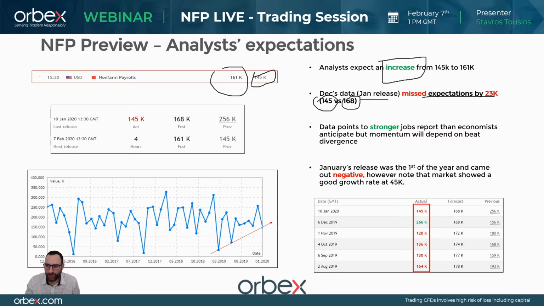Now, the data points to stronger jobs, okay? And it is very likely that we are going to get at least a figure above the previous figure, which is 145. And this is, of course, because of the latest US reports. For example, the ADP private non-farm payrolls gave us a very good number yesterday. The ISM as well delivered some very good numbers. We're going to look at those in detail in a couple of slides.